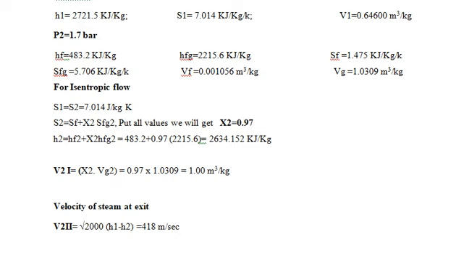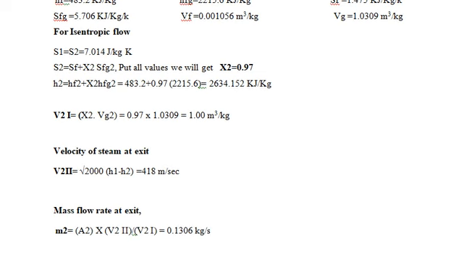That means 483.2 plus 0.97 in bracket 2215.6 equals 2634.1552 kJ per kg. These are the enthalpy at point 2. Then you have to find the V21 and V22. That V21 equals VG2 times 0.97 into 1.03091 meter cube per kg.